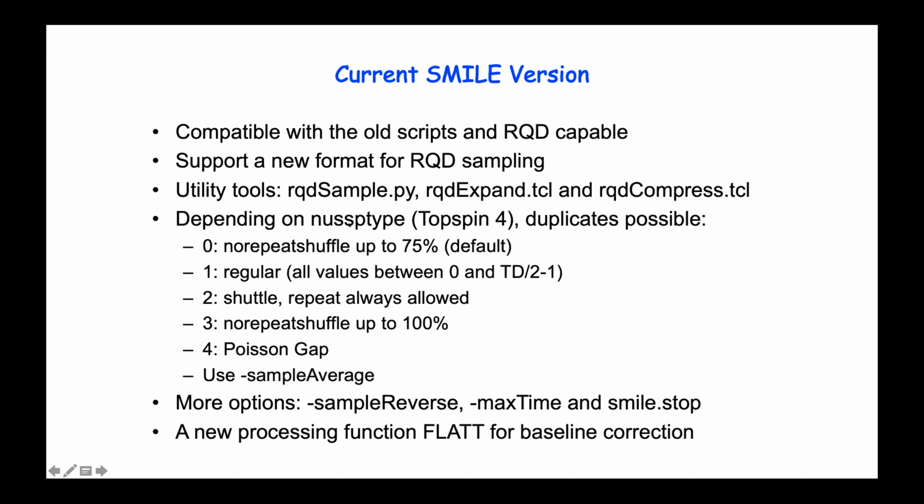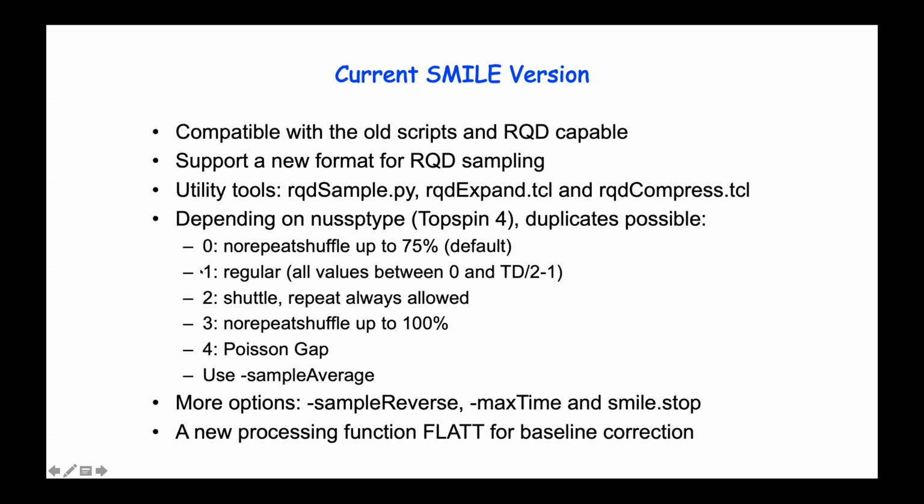Another thing about Bruker, I don't know anything about Varian, but for Bruker, I want to point out something that I learned. There's a parameter called NUSSPTYPE, and it's not in the EDA parameter space, you have to type it in. Depending on the setting of that parameter, you get very different sampling schedules, okay? If you set it to 0, it's no repeat shuffle up to 75%, meaning that it's the default. If you do 75% or less sampling, you don't have a repeat. But if you do more, you get a repeat, okay?